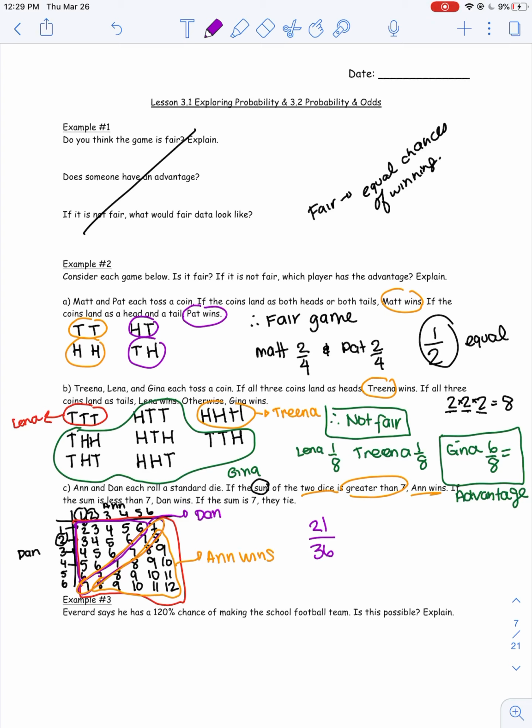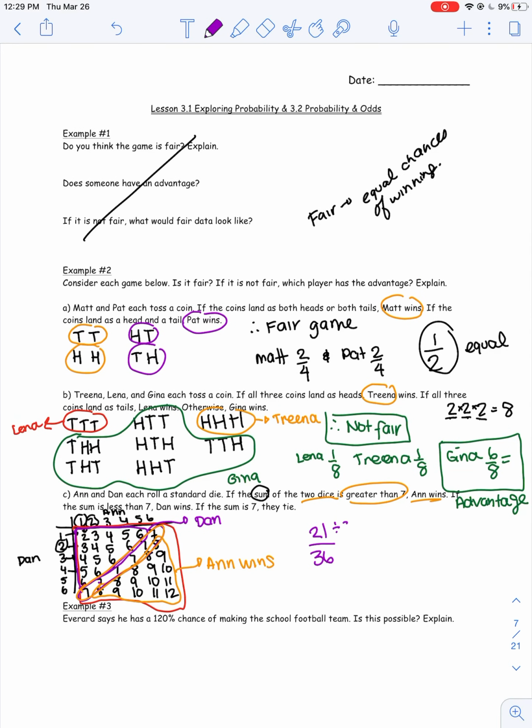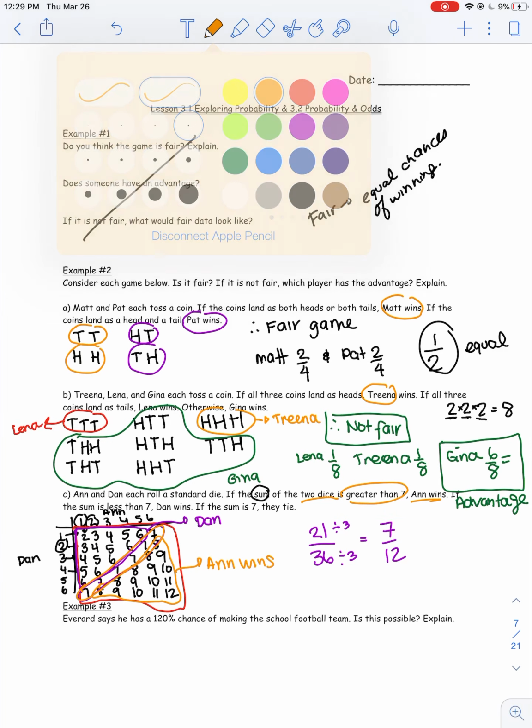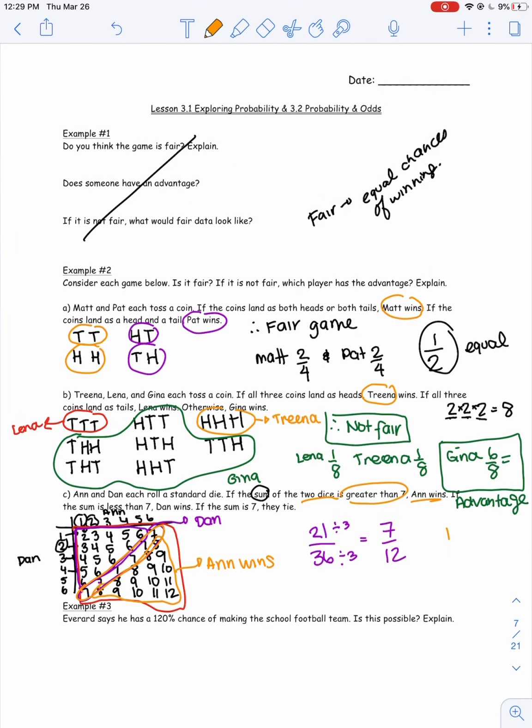Now with probability, you should always simplify your fractions to make sure that they're fully correct. So I'm going to go to my calculator and simplify it so I can divide this number by 3 and this number by 3 and get 7 over 12. So that's when Dan wins.